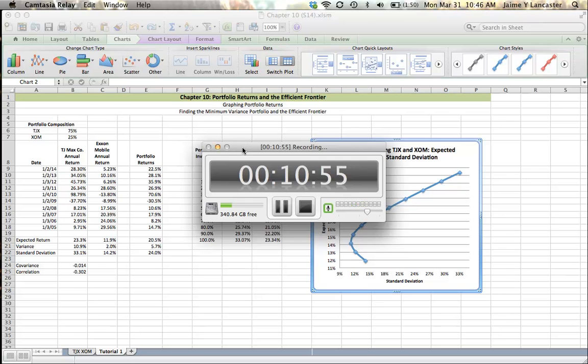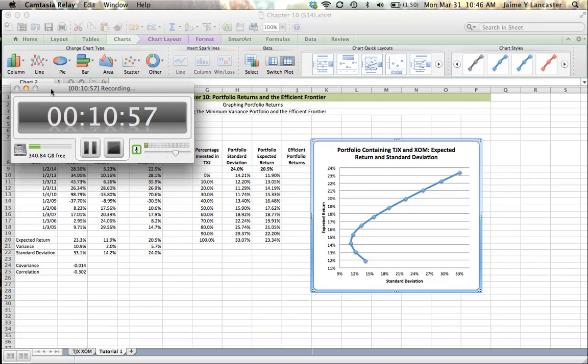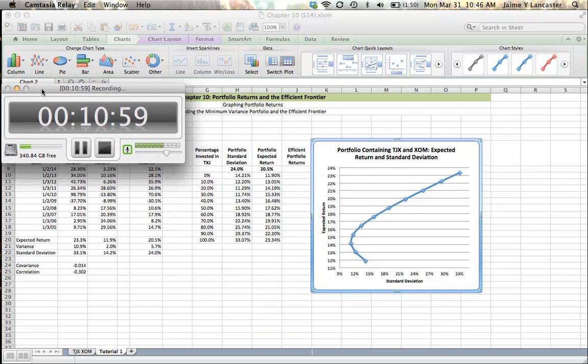Okay, so what we're going to do is stop this here and do another tutorial that explains this relationship and lets us know some important things about it.